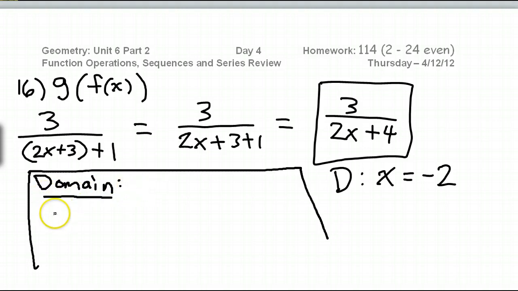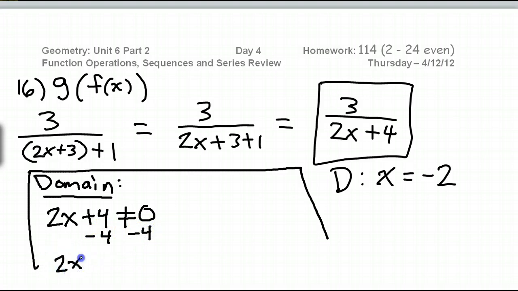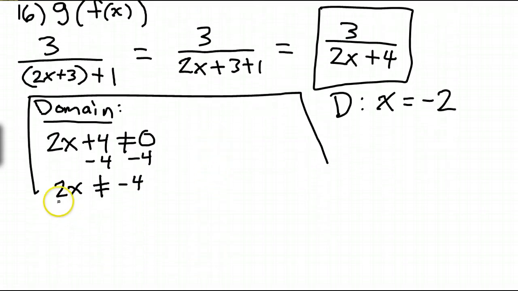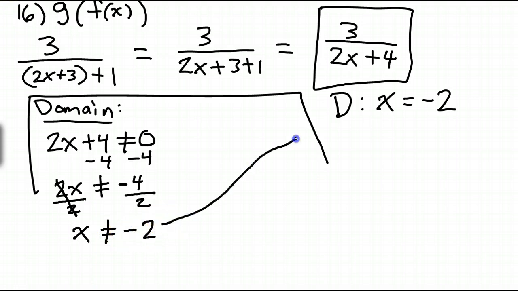I know that the denominator, 2x plus 4, cannot be 0. So I'm just going to solve this. Subtracting 4 from both sides, that means 2x cannot be negative 4. Alright, so now I'm just going to divide both sides by 2. That means x cannot be negative 2. And that's where I got that domain from.